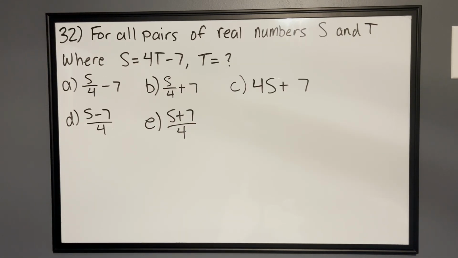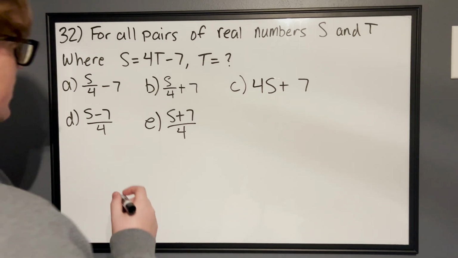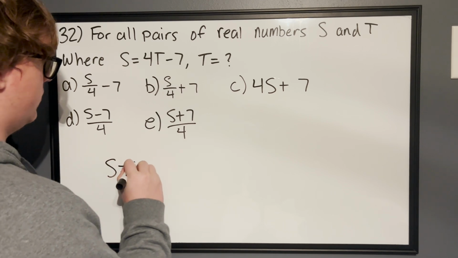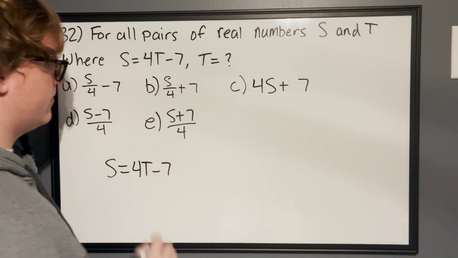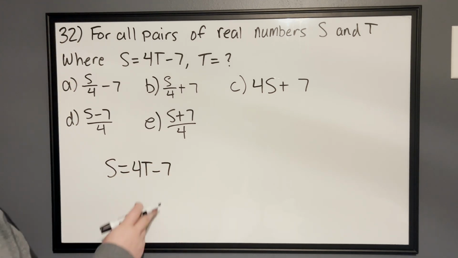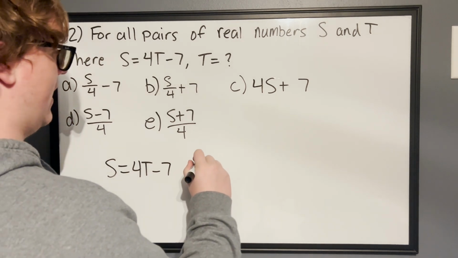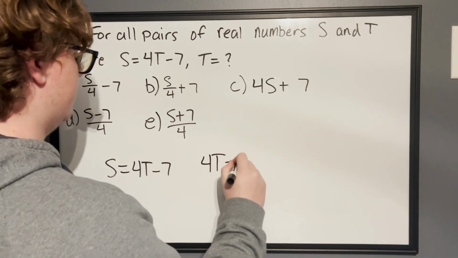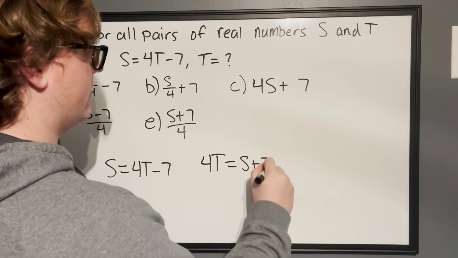Okay, so here we have question number 32. It says, for all pairs of real numbers s and t, where s equals 4t minus 7, what is t equal to? So essentially, we're just solving for t. So let's rewrite it, s equals 4t minus 7. To solve for t, we want to isolate it. So let's add 7 to both sides. So that gives us 4t is equal to s plus 7.